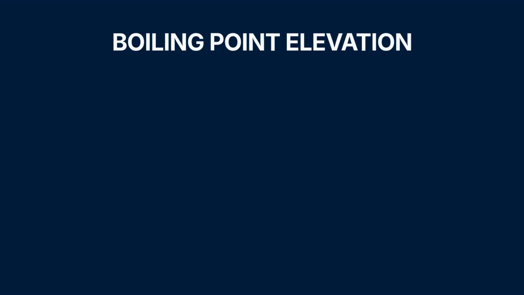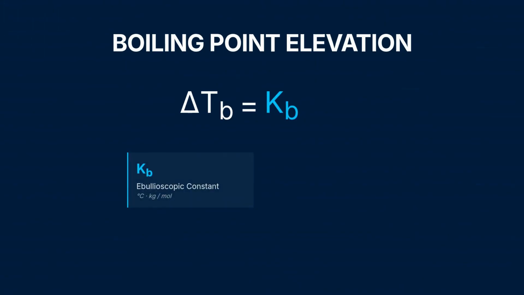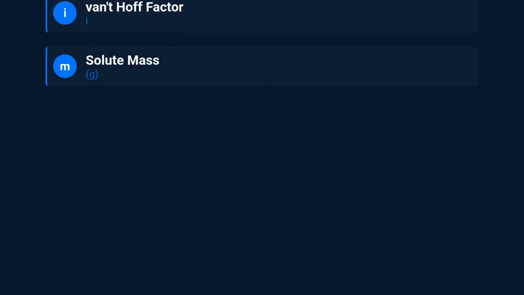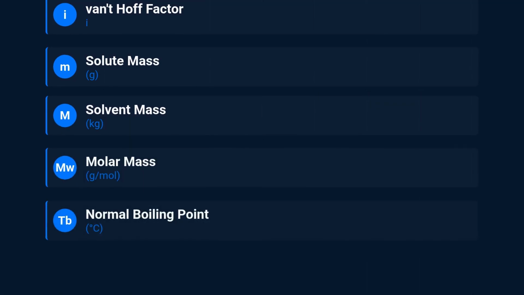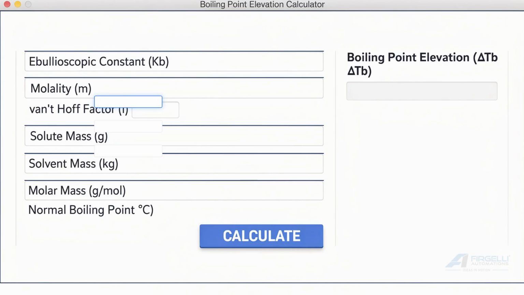For this demonstration, I've selected Calculate Boiling Point Elevation. The input fields include ebullioscopic constant Kb in degrees Celsius kilogram per mole, molality m in moles per kilogram, van 't Hoff factor i, solute mass in grams, solvent mass in kilograms, molar mass in grams per mole, and normal boiling point in degrees Celsius. Let's work through an example.